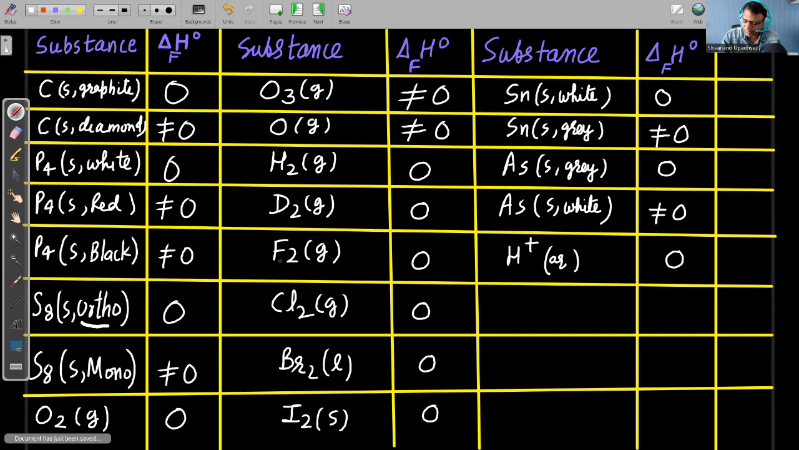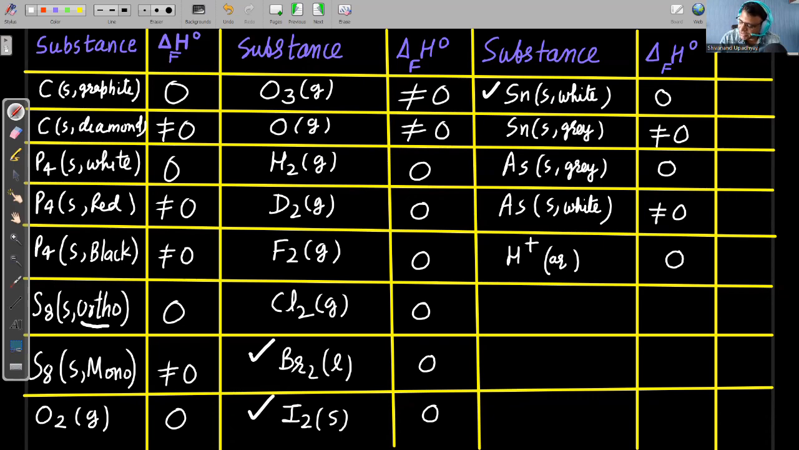Halogens at room temperature: fluorine and chlorine are gas. So for them, delta H naught formation is equal to 0. At room temperature, bromine is liquid. So for bromine liquid, not gas. This was asked in JEE Advanced. Here they have mentioned gas, and they are asking for which it is 0, right? So for liquid at room temperature, it will be 0. For iodine, it is solid at room temperature. So I2 solid, it is 0. Not when I2 is in gaseous state. These are also given in NCERT. Tin exists in 2 forms, tin white and tin gray. For tin white, it is equal to 0.